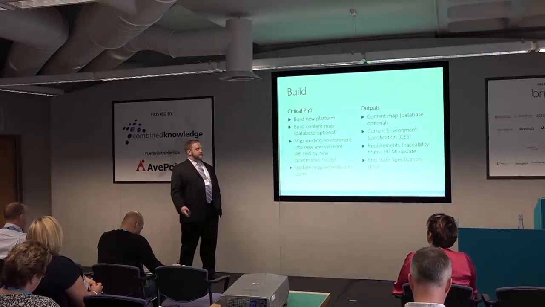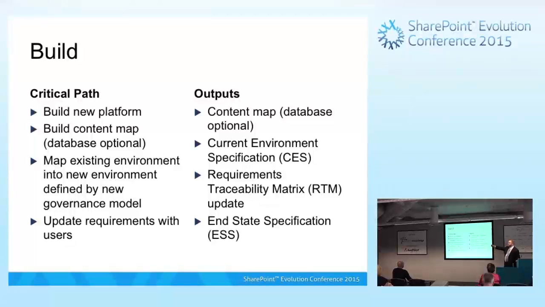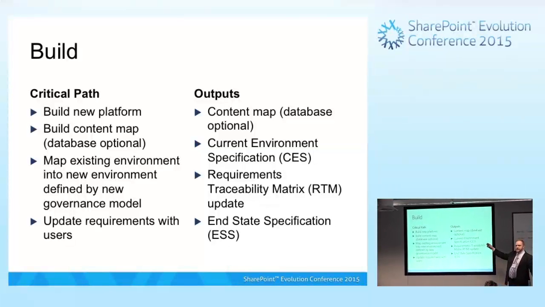So let's go into some detail. For the build stage, what happens in the build stage? We have the critical path, and we have the outputs of the stage. Does everybody know what a critical path is? The critical path is the items that must happen in that sequence in order for this stage to complete successfully. If you're looking at a project plan, the critical path is an extract from that plan that's representative of the milestones that must be met in this sequence, or milestones start slipping.